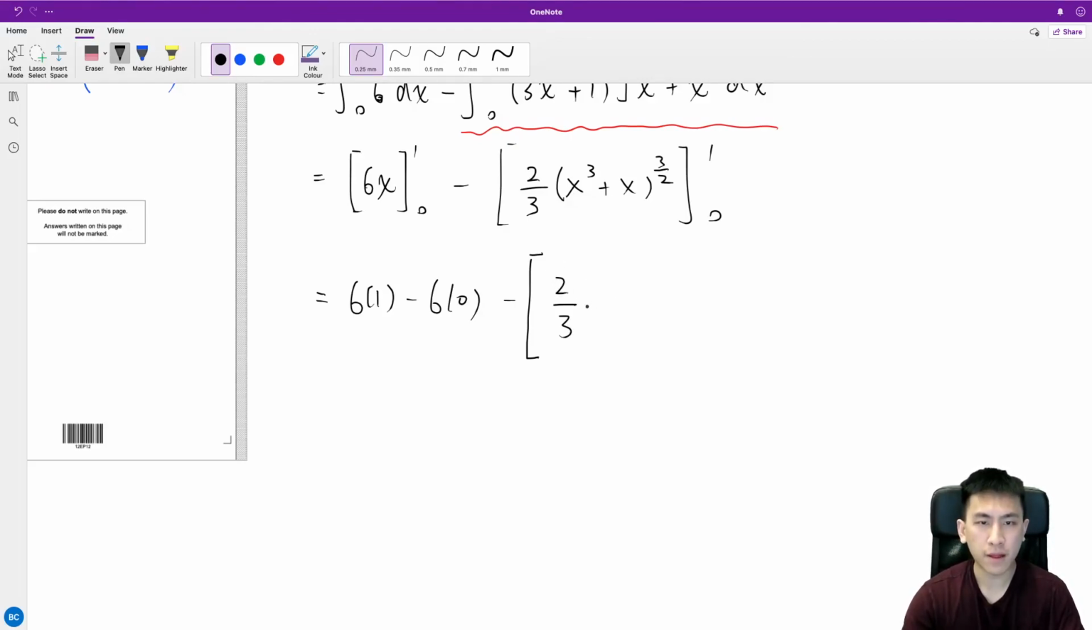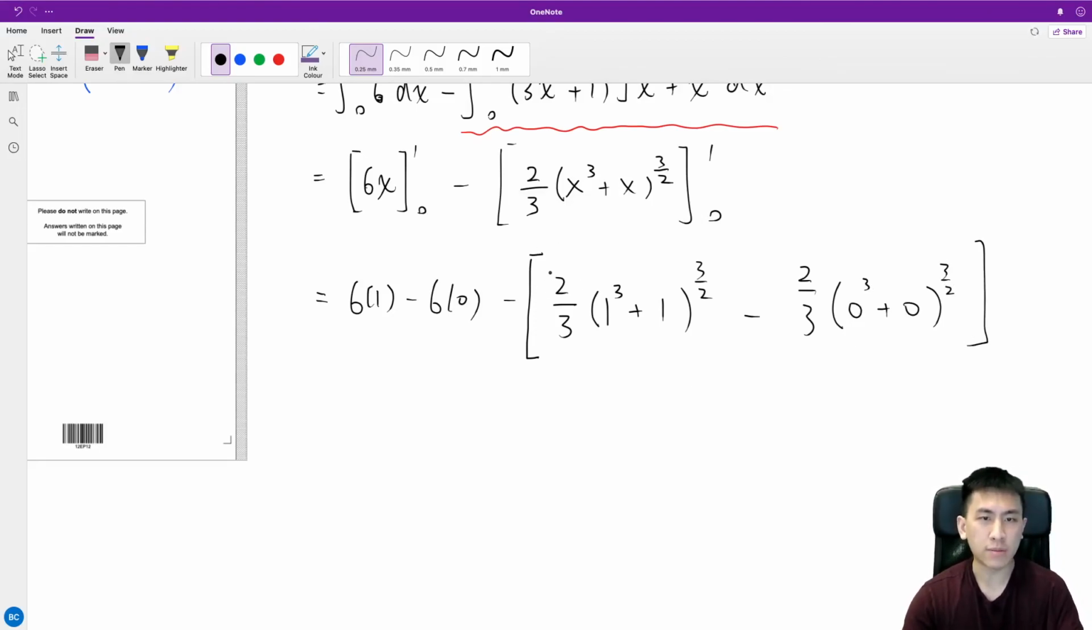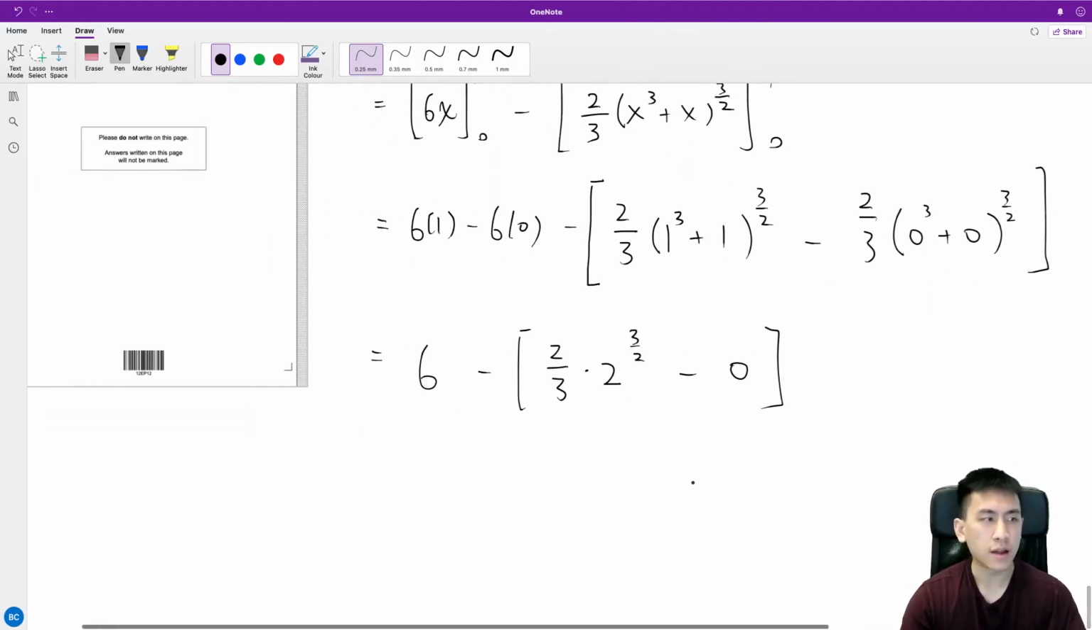2 out of 3, and then that will be 1 cubed plus 1, and then 3 out of 2, and then minus 2 out of 3, 0 cubed plus 0, 3 out of 2. You can exactly see the square bracket means this whole thing is a chunk, right? And of course that would be 6 minus that, I'll keep a square bracket. It's 2 out of 3. 1 cubed is 1 plus 1 is 2, times 2 to the power of 3 out of 2, minus, that's all zeros. So then I think we're almost done.